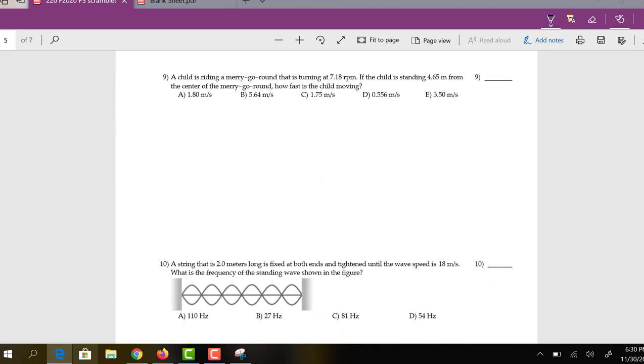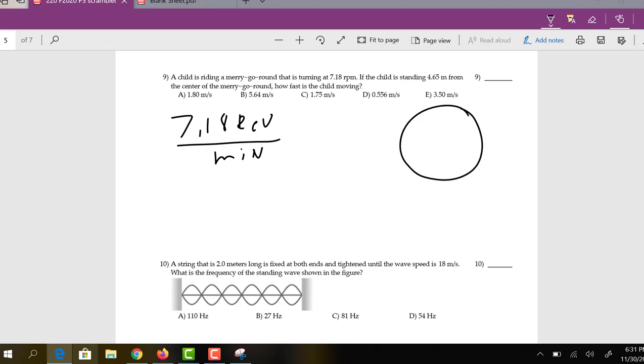A child is riding a merry-go-round that is turning at 7.18 revolutions per minute. 7.18 revolutions per minute. Again, that's a perfectly good number. It's just not an SI number. It's not in SI units. And the child is standing 4.65 meters from the center. So I'll just put the child out here, 4.65. We want to know how fast the child is moving. So what's the speed, in other words?